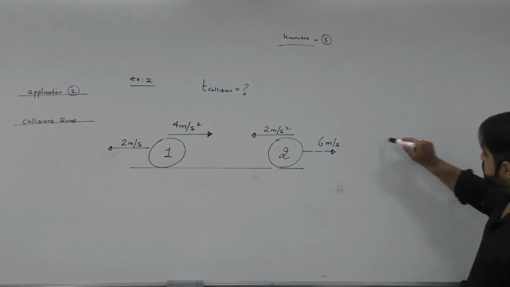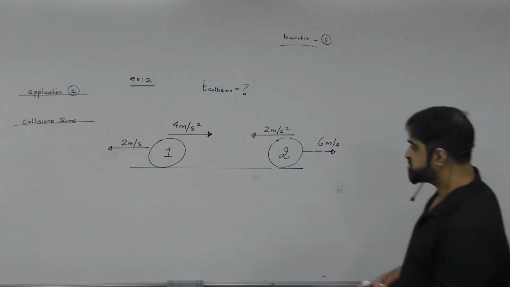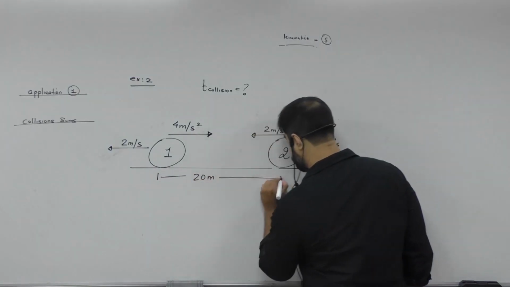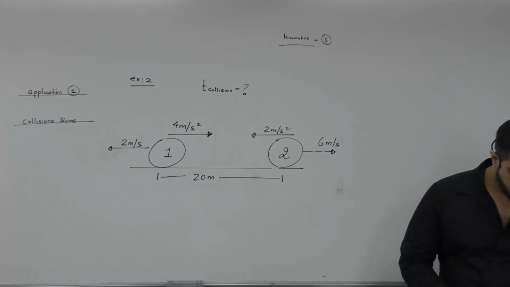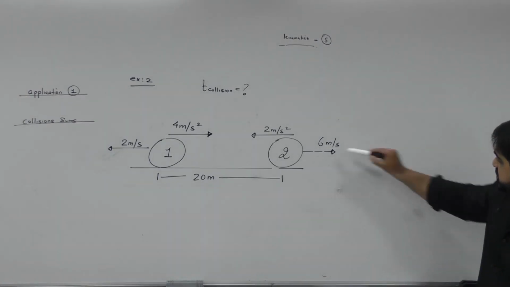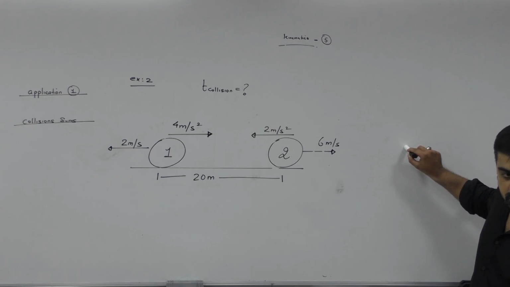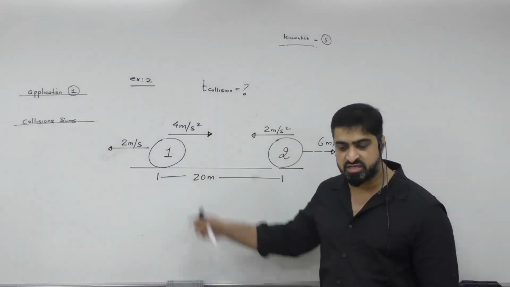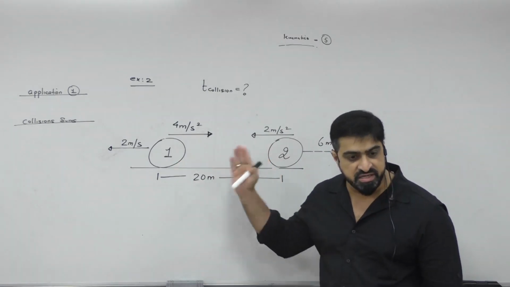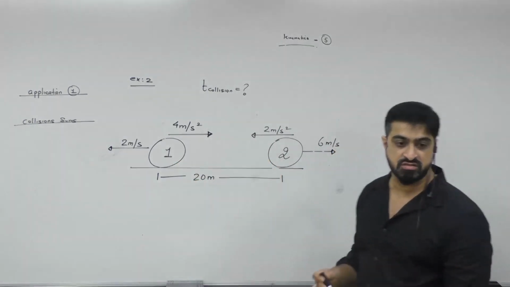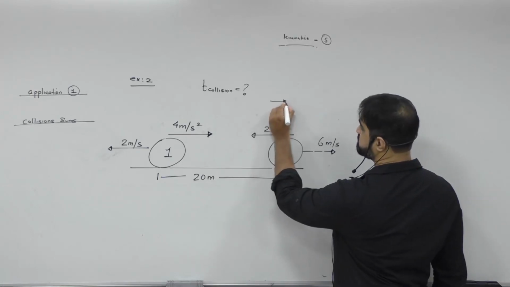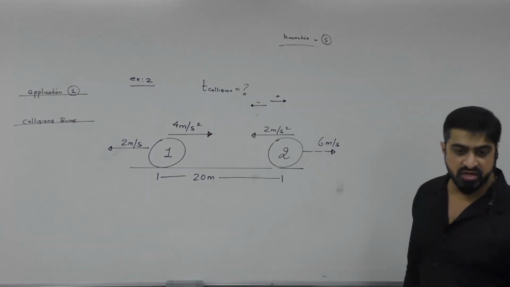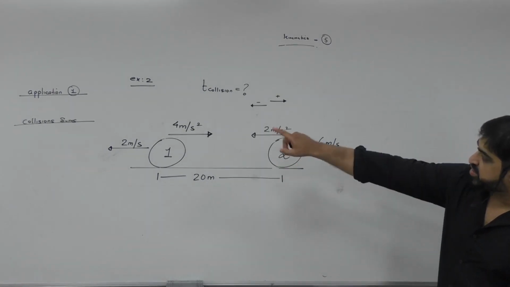Where do they meet? You assume them meeting here, and the distance between them is also given. It's 20 meter. You can assume them meeting here. Can I say S2 plus 20 is S1? Then you apply S is ut plus half at square, S is ut plus half at square, and take their proper signs. This direction will be plus and this direction will be minus. So according to that you can solve also. That is absolute method, but I am solving over here by relative method.